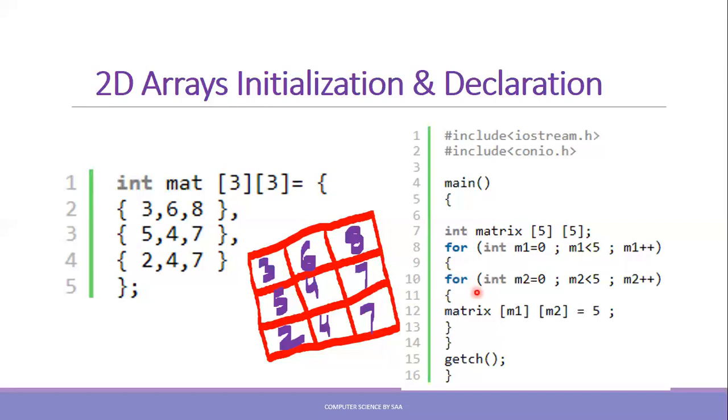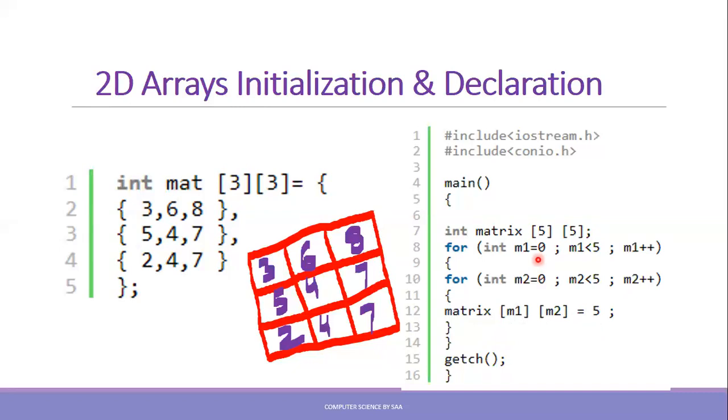Now for this loop, there is another loop. m2 is equals to 0. Then m2 is less than 5, and this is the increment m2 plus plus. Now we are storing the value matrix[m1][m2] is equals to 5. When this code will be executed, an array will be created with the name matrix, and all the values of that array will be 5.